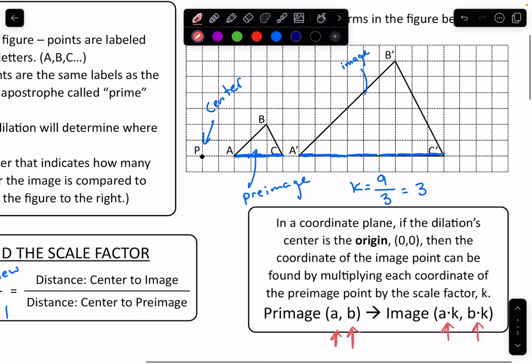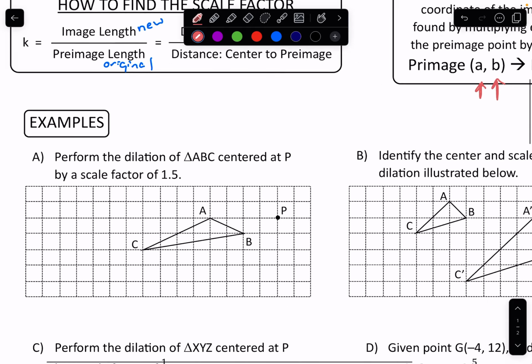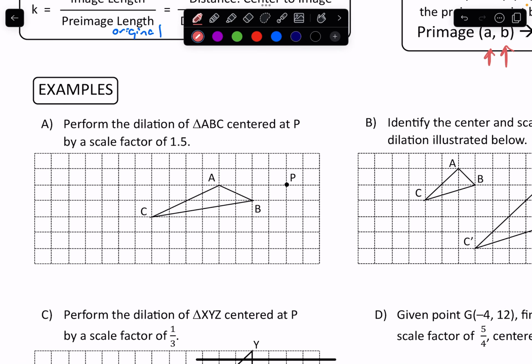So like up above, those aren't really X, Y values. Let's just do this in example A, down here below. It gives me a pre-image, ABC, so this is my pre-image, and it wants me to dilate it, so it wants me to make a new image by a scale factor of 1.5, all right? Now, one of the ways to do this is I'm going to take all of the distances of my original and multiply them by 1.5.